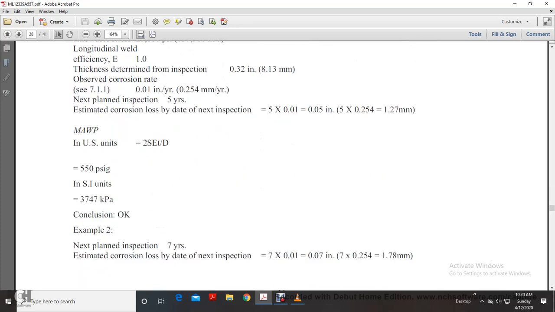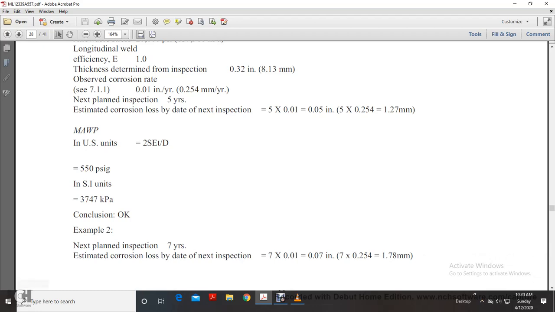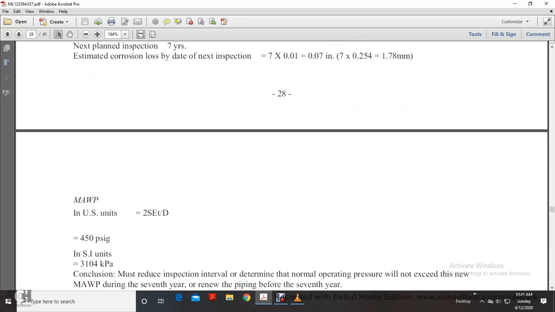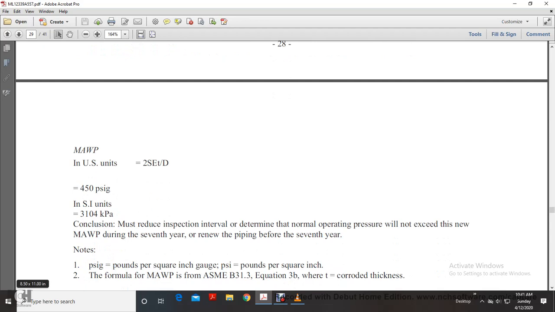All right, maximum allowable working pressure in U.S. units is 2 times S E t over D, which is 550 psi gauge; in SI units, 3,445 kilopascals. Second example: the next planned inspection in 7 years. Estimated corrosion loss by the next inspection: 7 times 0.01 equals 0.07 inch, and 7 times 0.254 equals 1.78 millimeters. Maximum allowable working pressure in U.S. units is 2 times S E t over D, which is 450 psi gauge; in SI units, 3,104 kilopascals.